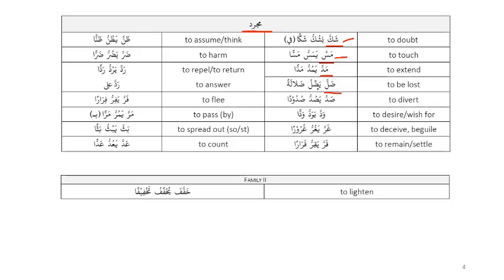Dalla, this means to be lost or to be astray. So, wala dhaaleen are those who are lost or astray. Sadda means to divert. Wadda, to wish. Gharra, yaghurru means to deceive. Qarra, the Urdu word qarar means to settle somewhere. So, qarra means to remain, settle.